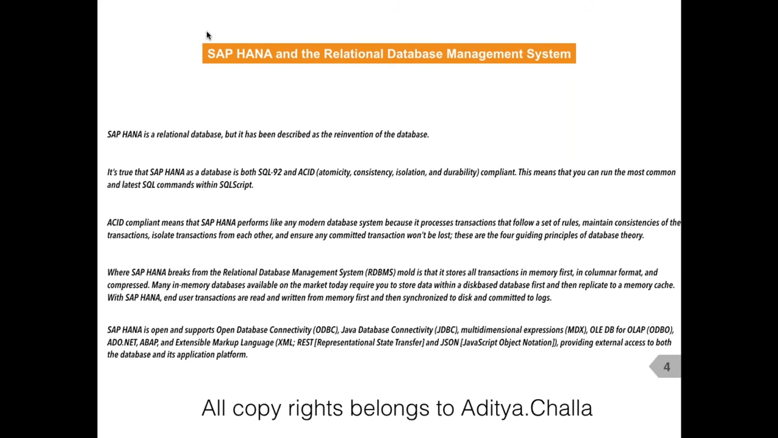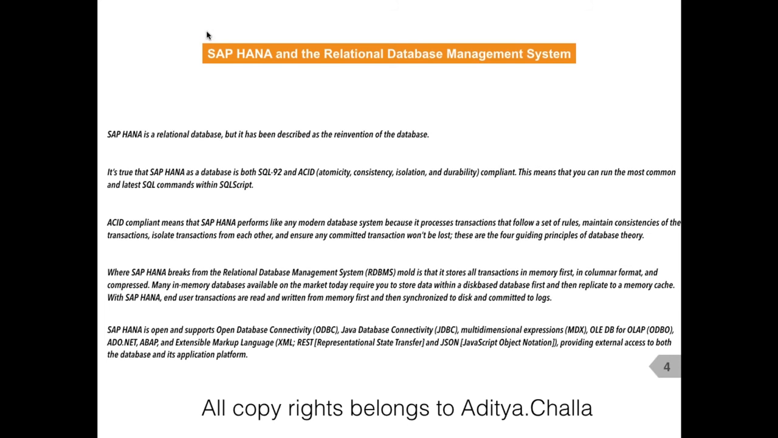It is true that SAP HANA is a database that supports SQL and is also ACID compliant. ACID indicates atomicity, consistency, isolation, and durability. So SAP HANA is a database that is both SQL and ACID compliant. This means that you can run the most common and latest SQL commands with SQLScript.